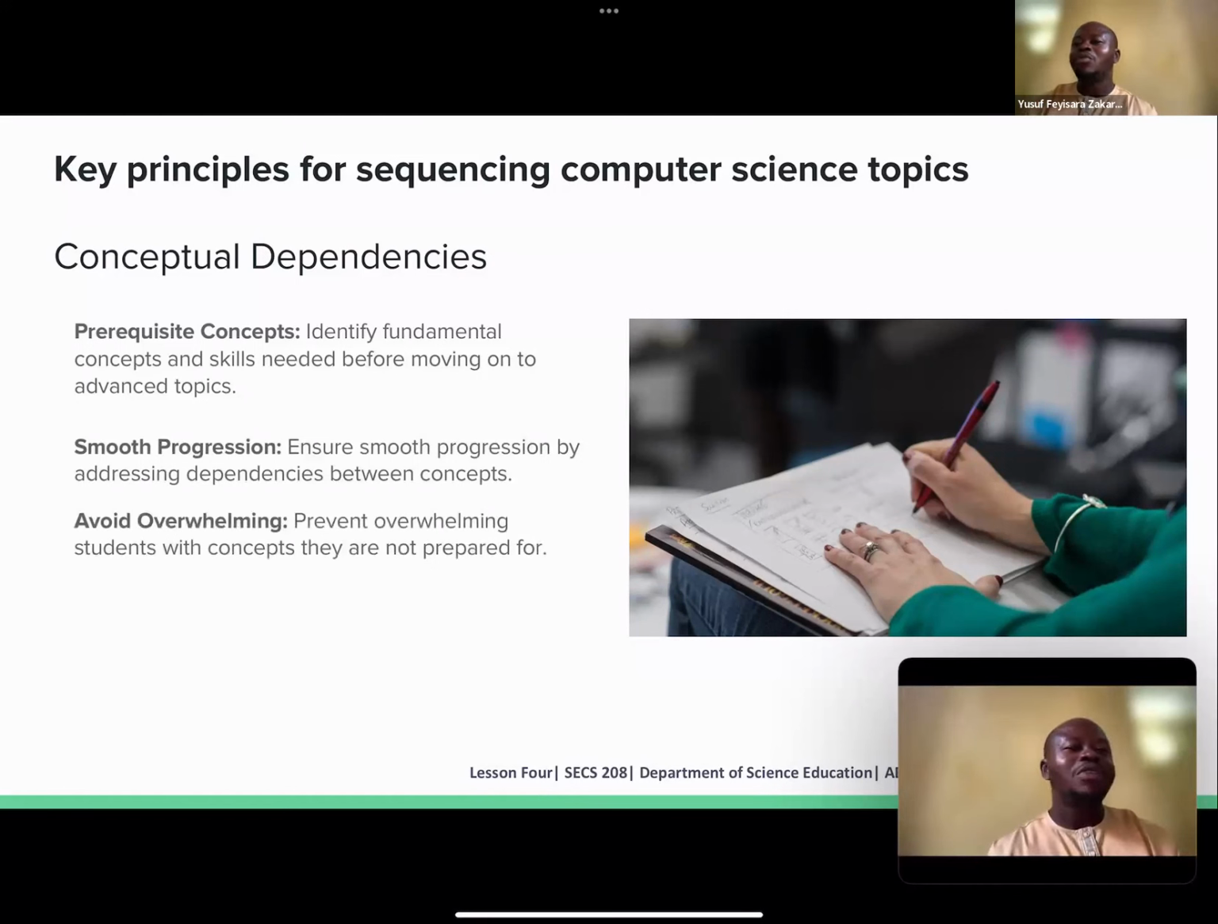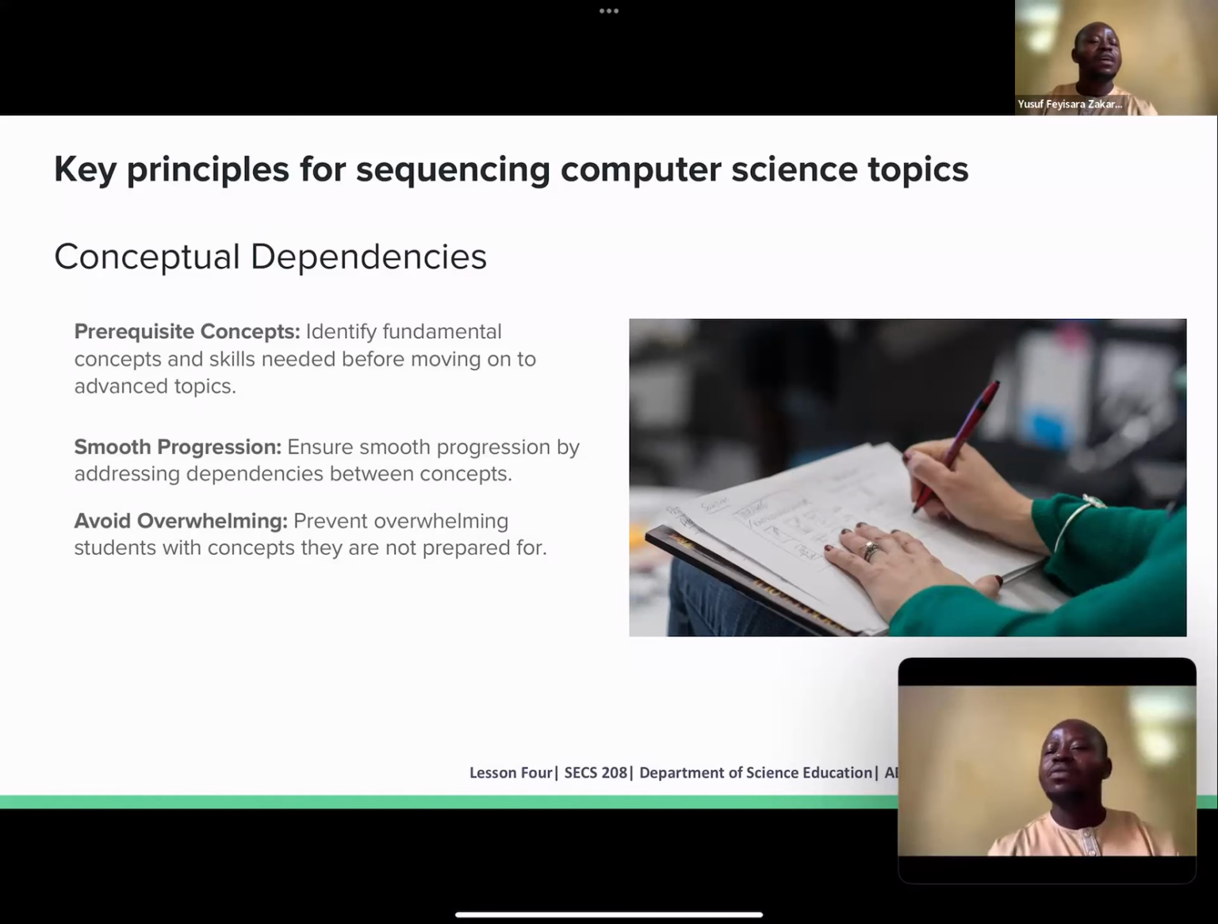And it will avoid overwhelming students, because you are breaking a course into two or three parts and introducing them to students in accordance with the complexity. What you introduce in the first term should be the simpler one. So when you get to the second term, it should be a little bit advanced. When you get to the third term, it should be a little bit more advanced.